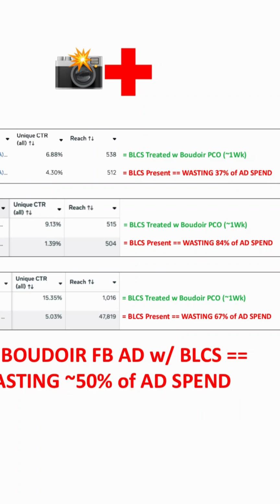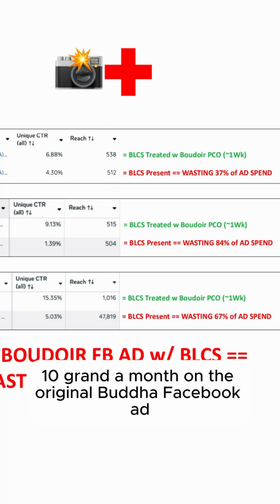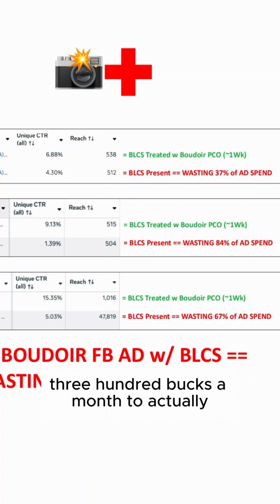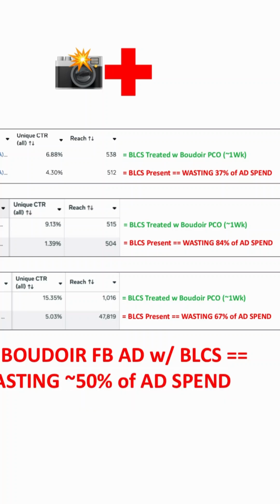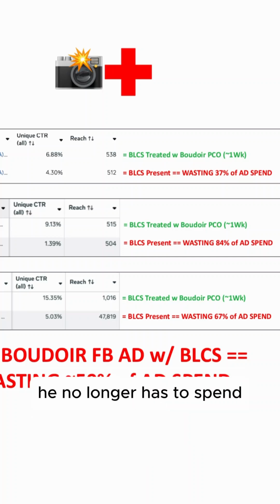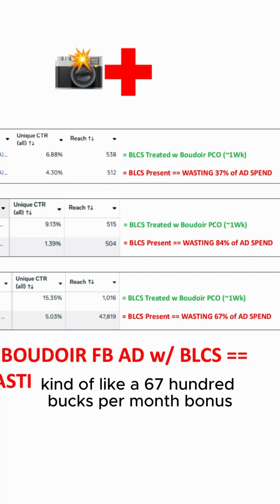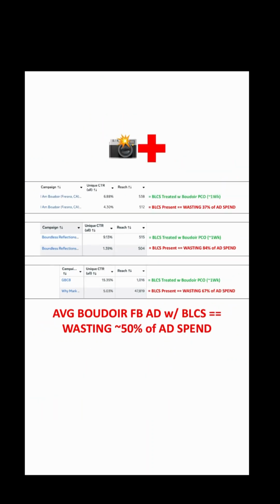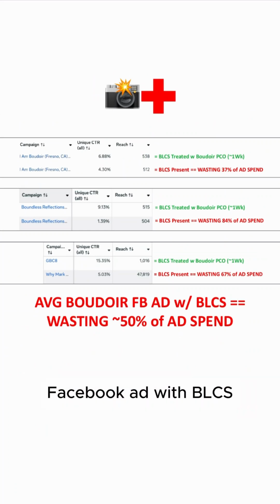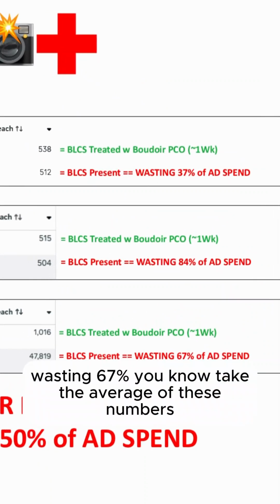As a result, if he's spending 10 grand a month on the original boudoir Facebook ad, now he only needs to spend 3,300 bucks a month to get his ad into the same number of women's brains. So the 6,700 bucks a month, he no longer has to spend, no longer has to burn, keeps in his pocket, kind of like a 6,700 bucks per month bonus. That's like 80K at the end of 12 months. So what we've discovered is the average boudoir Facebook ad with BLCS is wasting about 50% of its ad spend. I mean, look at the numbers here. Wasting 37%, wasting 84%, wasting 67%.